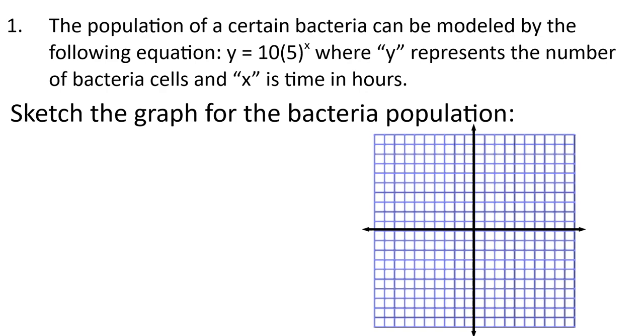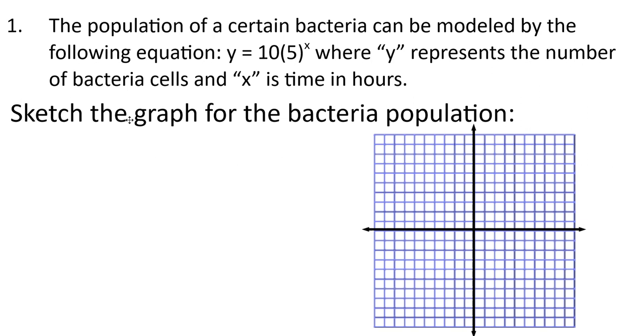First up, the population of a certain bacteria can be modeled by the following equation. Y equals 10 times the quantity of 5 to the x power, where y represents the number of bacteria cells and x is the time in hours. They want us to sketch the graph for the bacteria population.